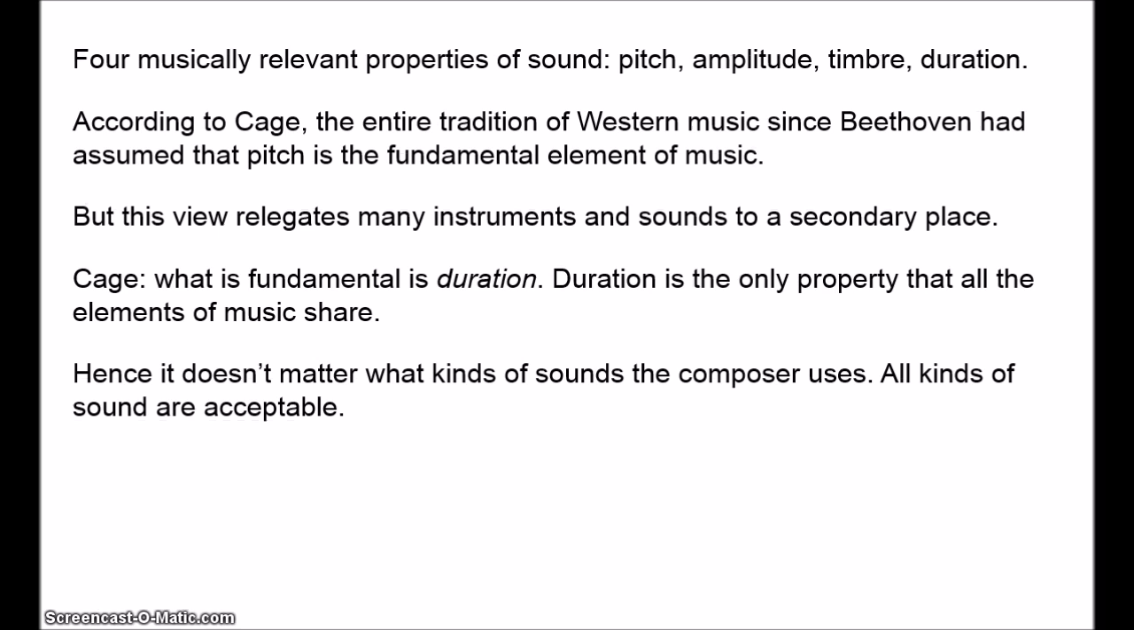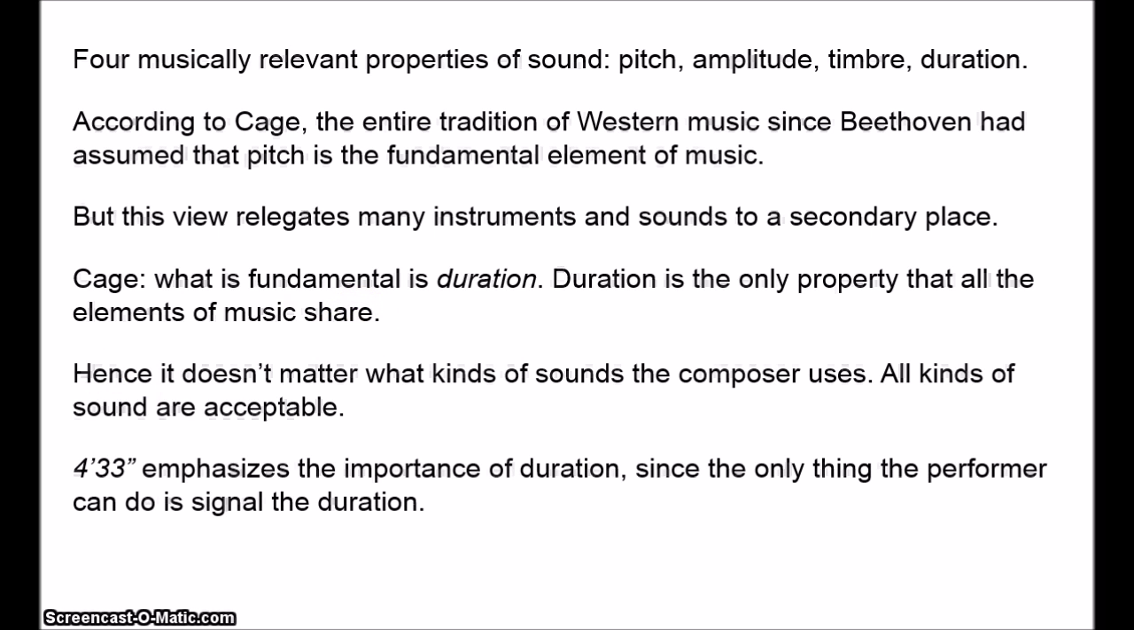For Cage, there's no distinction between a conventional musical instrument like a cello and anything else you might use to produce music, like a bunch of cheap tin cans. So here we have one of the important ideas of 4'33". 4'33" emphasises the importance of duration, because the only thing the performer can do in a performance of this piece is signal the duration. That's all the performer is allowed to do.